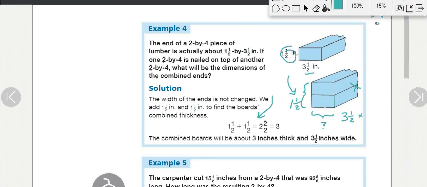Addition's always simpler. Plus they've got common denominators already. So it's simply add the fractions to get 2/2. Add the whole numbers. You get 2. Reduce, right? Step 3. 2 and 2/2 is 2 and 1 is 3. So it's 3 by 3 1/2. Okay?